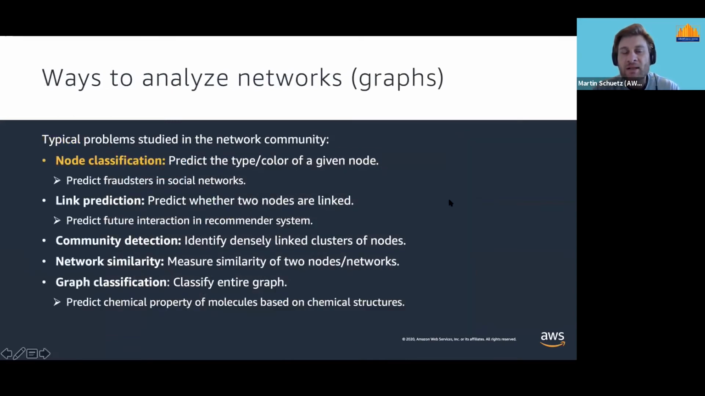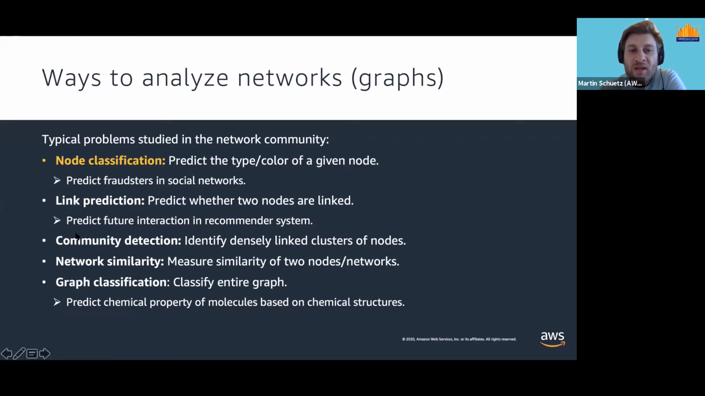And now there are a few standard ways to analyze networks. So what are the typical problems that people study in the network community? One of them is node classification. So for example, predict fraudsters in social networks. So for every node, you would like to classify this node as a fraudster versus non-fraudster.